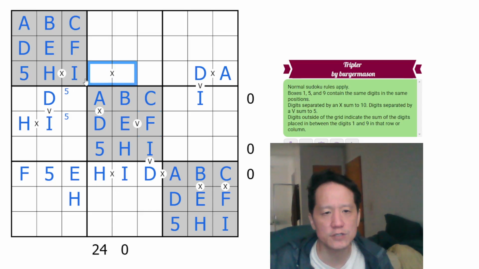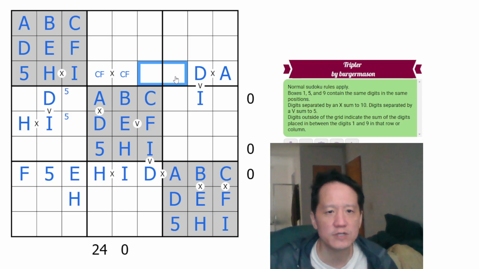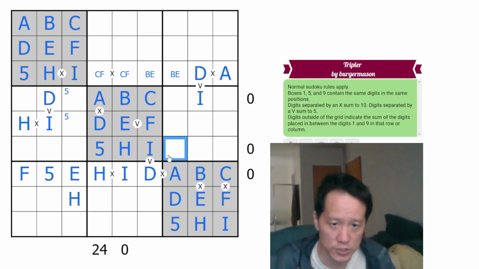Remaining digits here. So we have A, D. This cannot be B or E. So this cannot be B or E to add a 10 with this one. So this specifically has to be C and F. So this is C and F, which means this is B and E, but we're not sure which one's which.